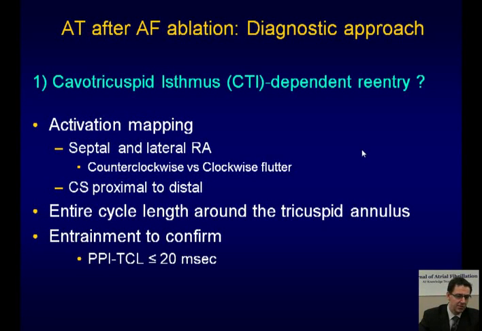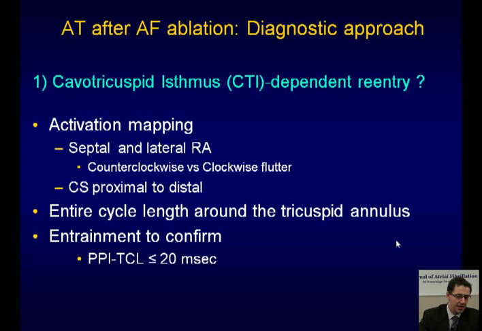The first thing to exclude when mapping atrial tachycardia after AF ablation is a CTI-dependent reentry. This is done by activation mapping of the right atrium when starting the case, looking at the septal activation and the lateral wall of the right atrium activation. If it's compatible with either a counterclockwise or a clockwise flutter, this will be shown by either ascending septal activation and descending lateral activation, or the opposite. In all these cases, the activation in the coronary sinus will be from proximal to distal.